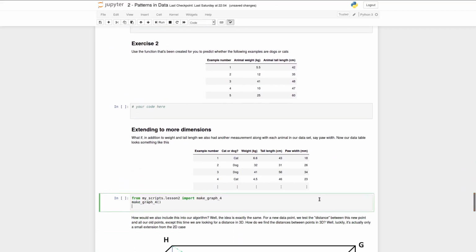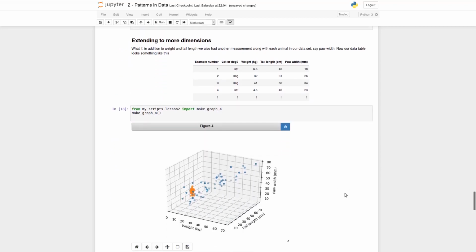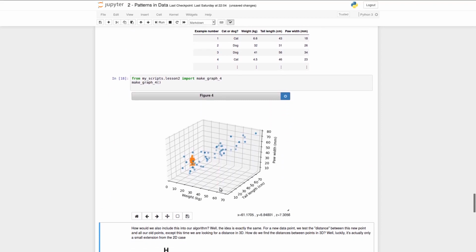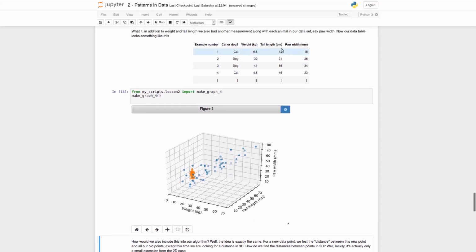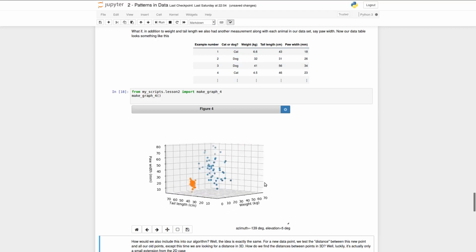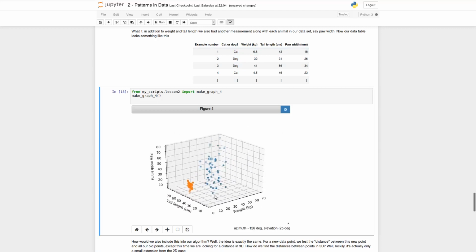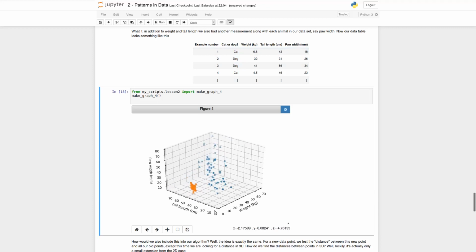But actually, what we can do is just think about this point being plotted on a 3D graph. So now let me show you what that looks like. This is probably going to be something new to you. You probably haven't seen this before. But we could think of each one of these new points as being a location in 3D space. So this could be the X value, this could be the Y value, and this could be the Z value. And you can see here we've got this 3D graph, which you can have a play with, where the position in this direction is the weight, the position in this direction is the tail length, and the position in this direction is the paw width. So we can plot all of our points again in this 3D space.